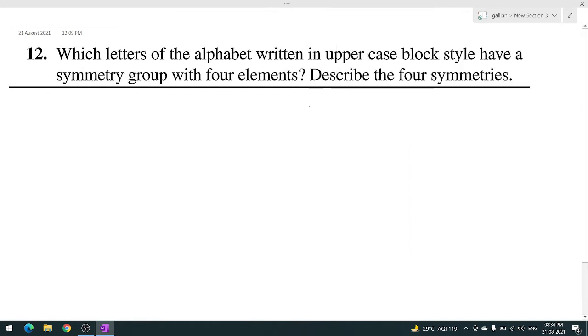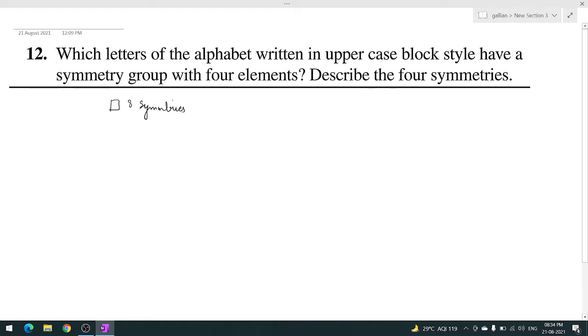So this is the second question. Which letters of the alphabet, written in uppercase block style, have a symmetry group with 4 elements? So we have to find those letters that have 4 symmetries. Like in a square, we have 8 symmetries.